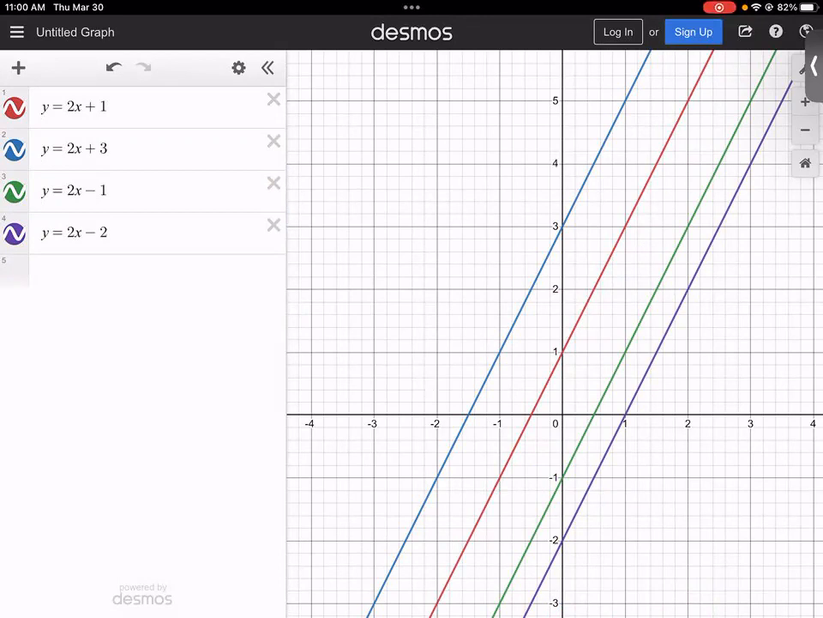The blue line is 2x plus 3. The red line is 2x plus 1. The green line is 2x minus 1. And the purple line is 2x minus 2. What are some things you notice?